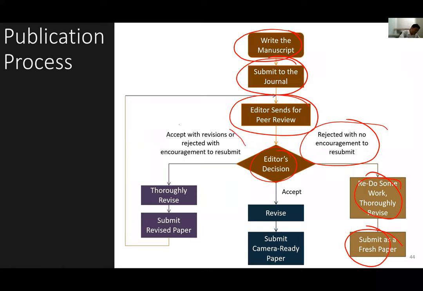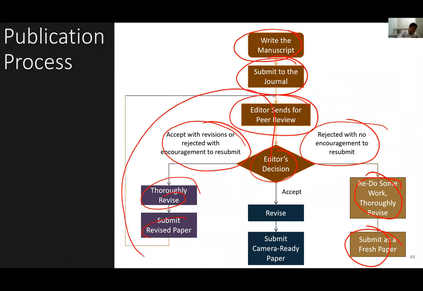And then this is the regular thing that happens. Usually accepted with revisions, or rejected with encouragement to resubmit. This is called major revisions. So you thoroughly revise and submit as a revised paper, and it goes through the cycle again. And this one, oh my goodness, what happiness can you get if your paper goes through this path? Accept. This is the thing. Yeah, very, very rare.